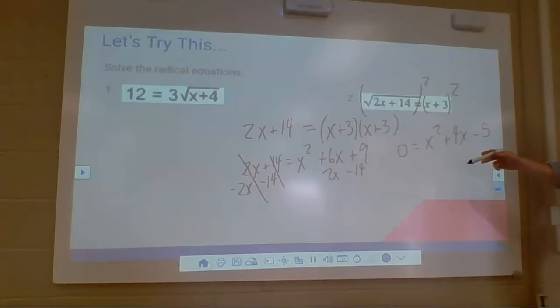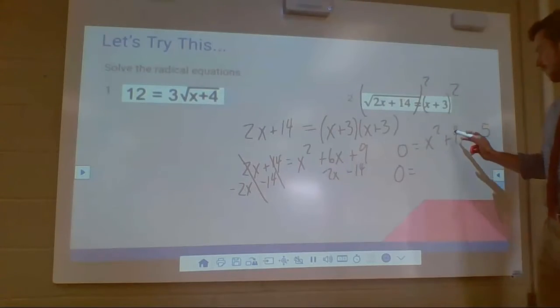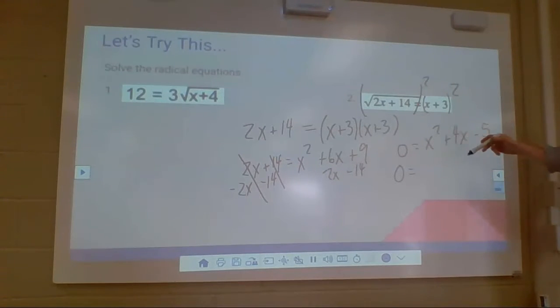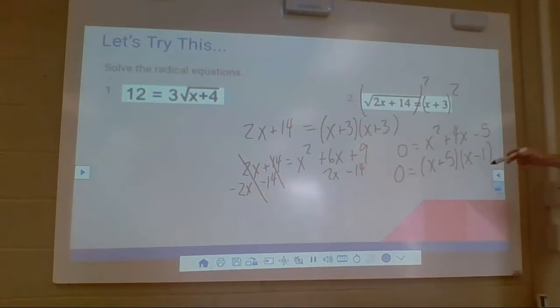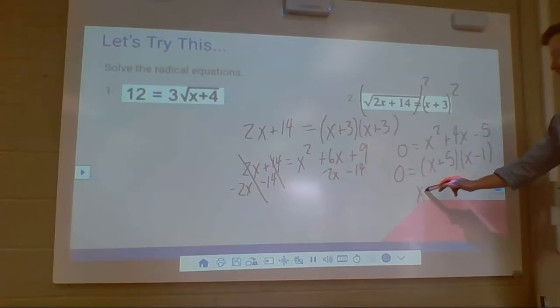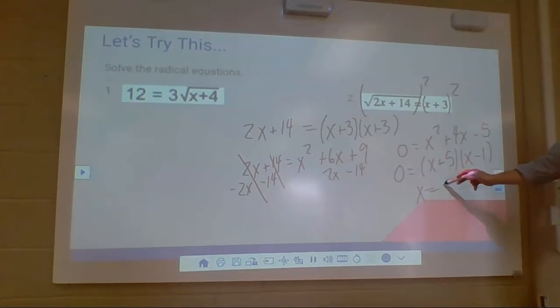Now I just want to solve this quadratic equation. If I can't factor it, remember I need to use the quadratic formula. Hopefully I don't have to do that, but let's see. Can we factor x squared plus 4x minus 5? Are there any factors of negative 5 that add up to 4? Fortunately, there are. We can factor this. The factors of negative 5 that add up to 4 are going to be positive 5 and then negative 1. So we get x plus 5 times x minus 1, and we can solve that. Remember, x will equal negative 5 since this was plus 5, and x is going to equal positive 1 since this is x minus 1. So x equals negative 5 and 1.